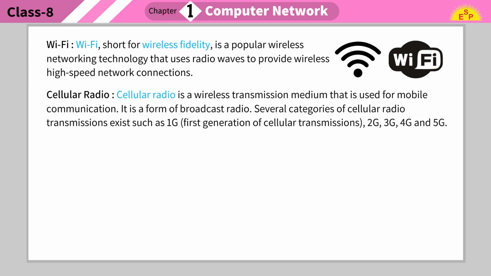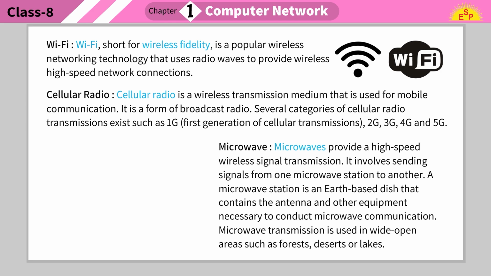Cellular radio. Cellular radio is a wireless transmission medium that is used for mobile communication. It is a form of broadcast radio. Several categories of cellular radio transmissions exist such as 1G, first generation of cellular transmissions, 2G, 3G, 4G, and 5G.